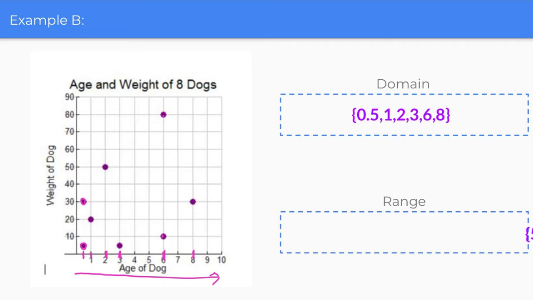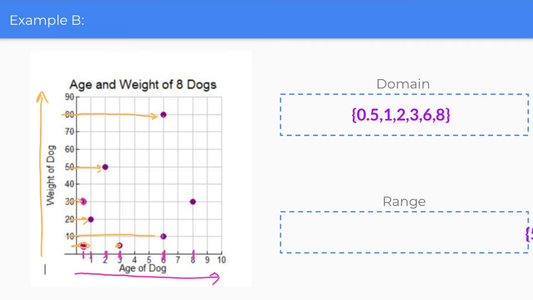Now we're going to go along our y-axis. Remember, our y-axis is the vertical axis, so we're going to be going up and down. And again, we're going to be looking for numbers that are there on our lines. So we can see that there's one number here at 5. It's this one. We've got 2 of them actually at 5, but we're only going to write them one time. We see 1 at 10. We see 1 at 20. We see 2 at 30. We see 1 at 50, and we see 1 at 80.